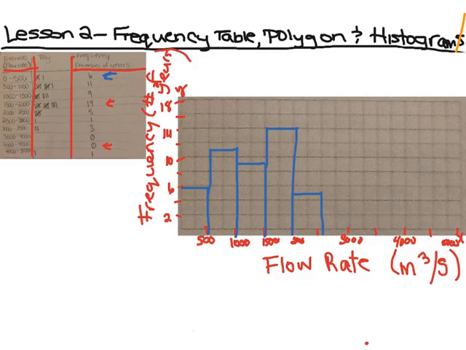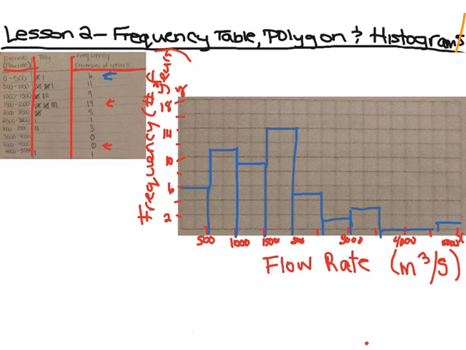2,500 to 3,000 is 1. So right there. That looks bad. 3,000 to 3,500 is 3. The next two are 0, so they're just straight down. And the last one is 1.